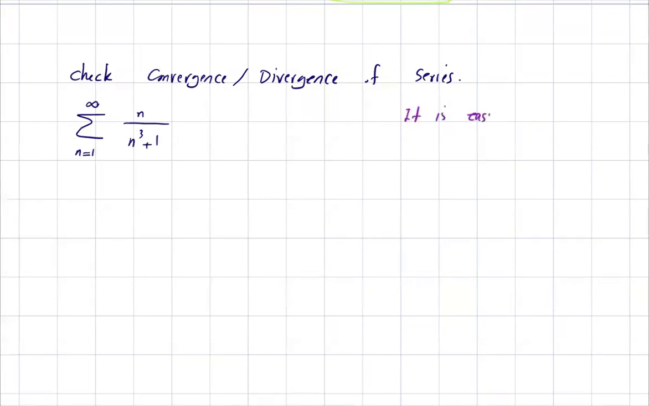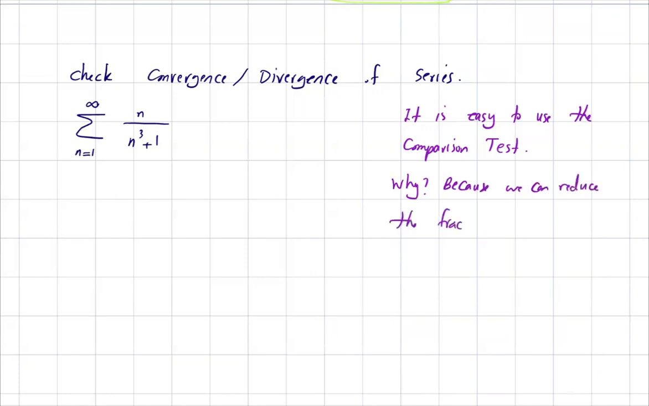It is easy to use the comparison test. Why is that? Because we can reduce the fraction to n divided by n cubed, or 1 over n squared, which is a p-series. In this case, p is equal to 2. It's more than 1, so you have a convergent p-series.